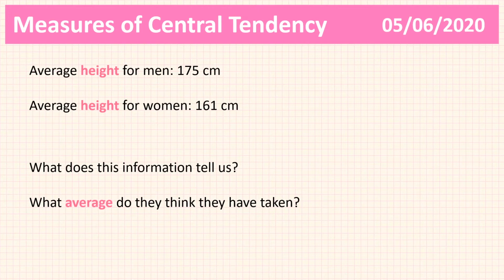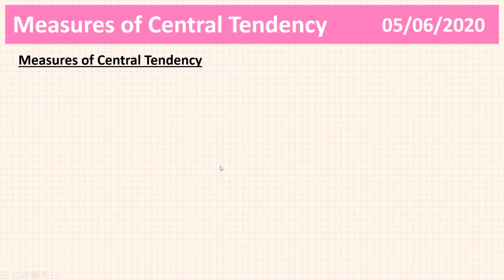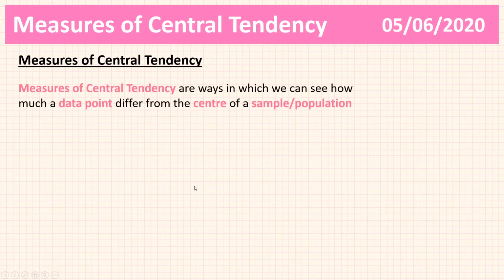So today we're going to be looking at measures of central tendency. Now you may be asking, what is a measure of central tendency? Well, measures of central tendency are the ways in which we can see how much a data point, a specific bit of information that we have, differs from the center of the sample or population. A sample is a small section of a population, which is everything we're looking at. The following very specific measures are measures of how much a data point differs from the rough center of data. Those are mean, mode, and median.